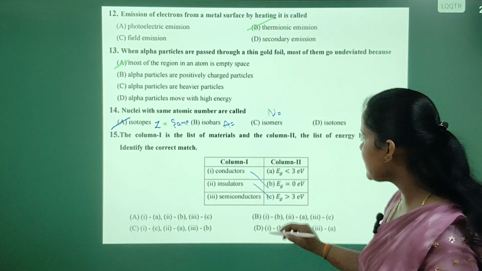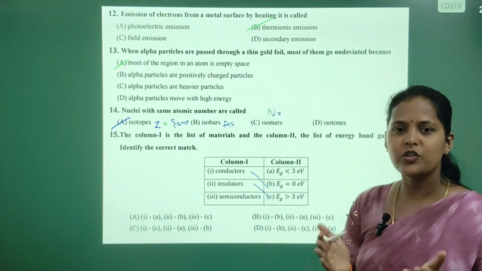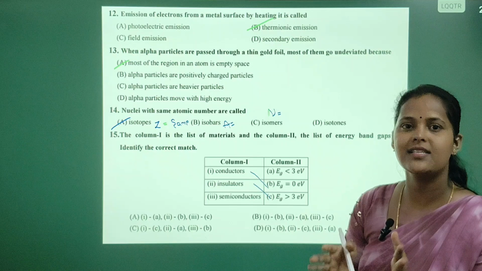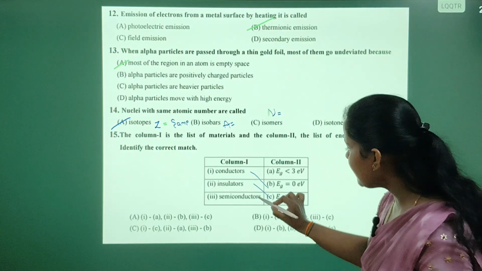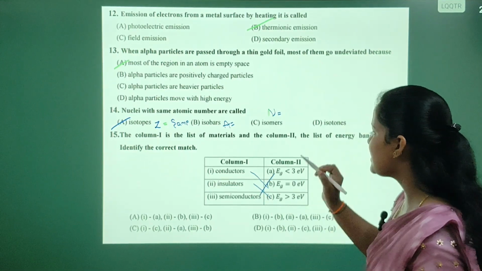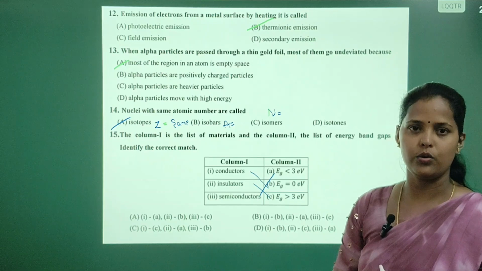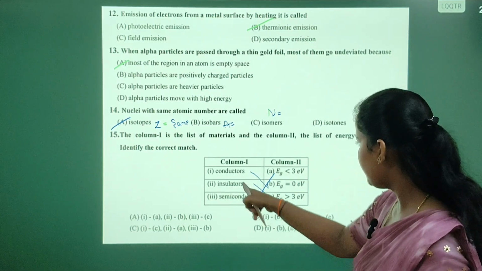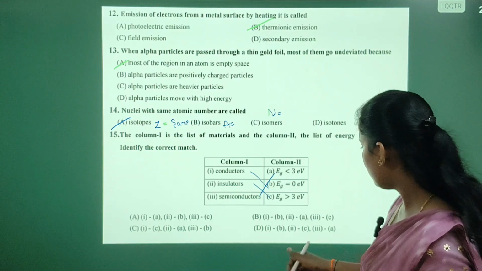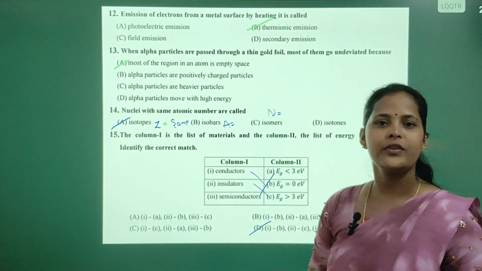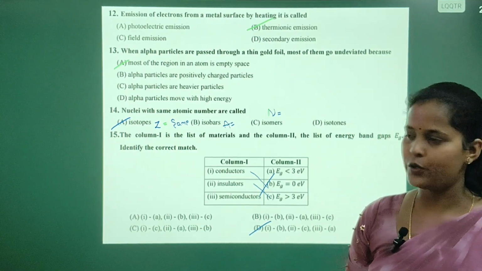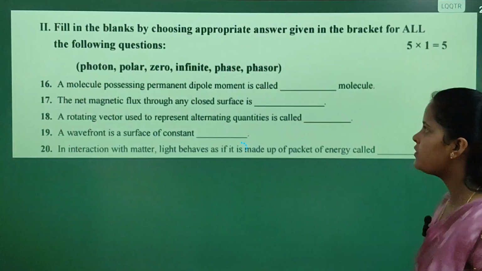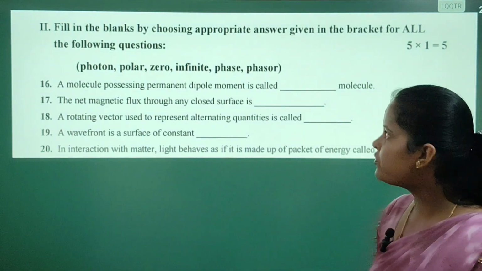Okay, yes. In a semiconductor, what is a semiconductor? In between the conductor and insulator, if we get a material, that is considered a semiconductor. That semiconductor energy gap is less than 3 electron volt. Okay, so what is the matching? 1B, 2C, 3A. Option D is the correct answer for this question. Okay, yes. So this is all about the MCQs of this paper, and the next we move to the fill in the blanks of this paper.